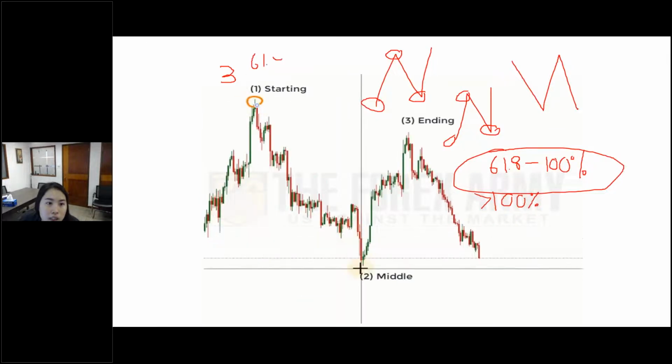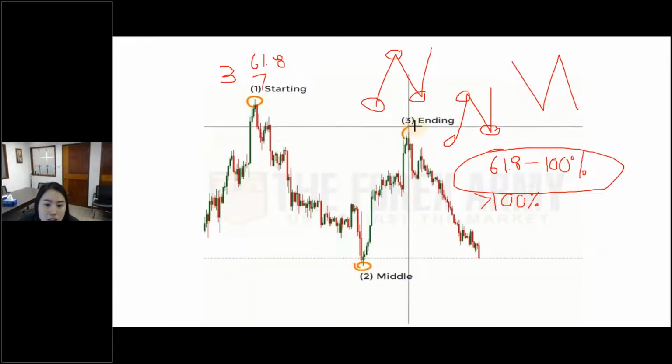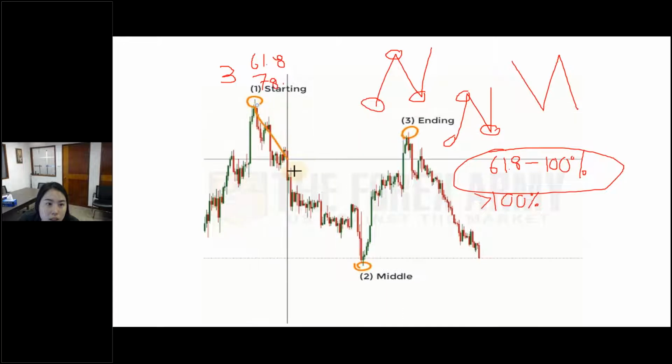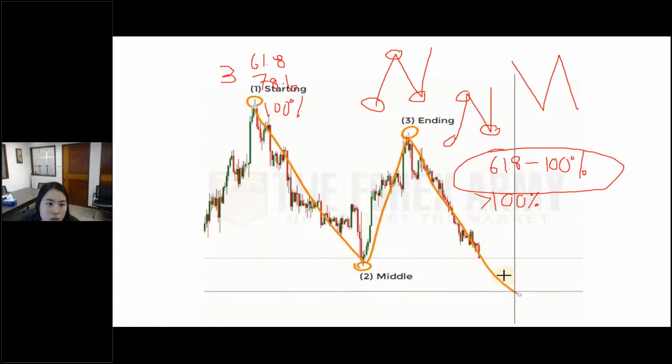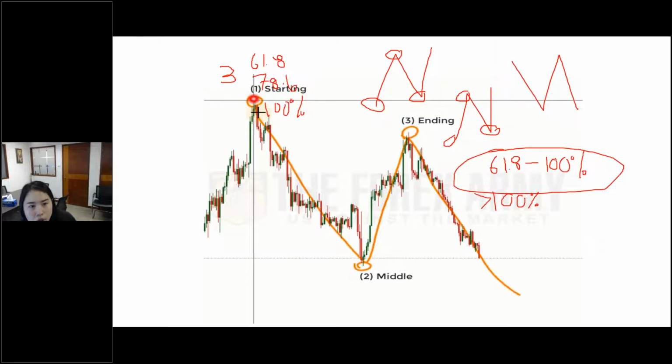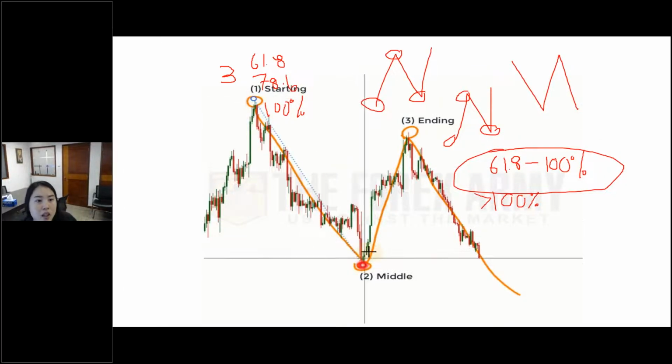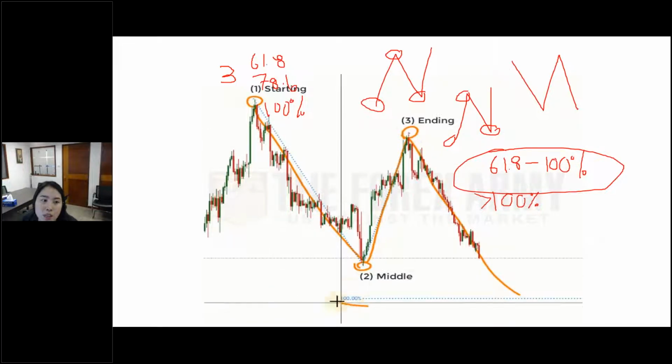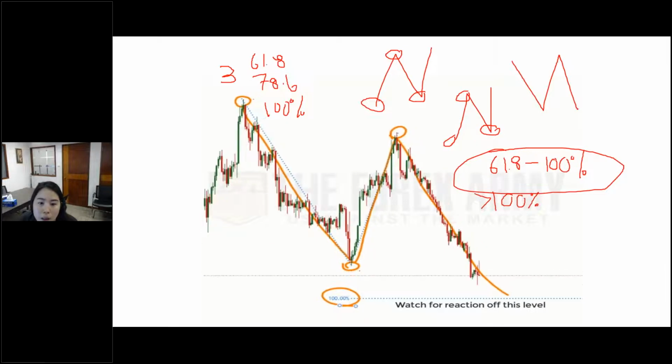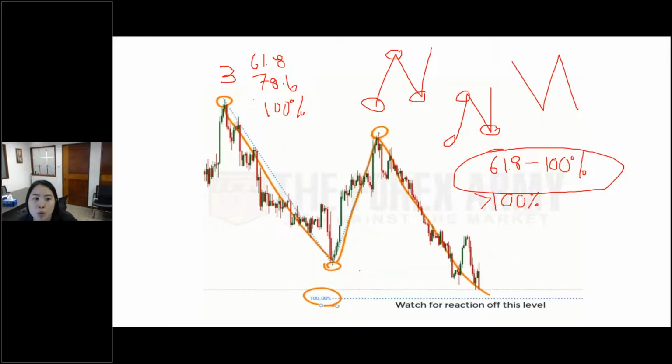61.8 is one of those levels. 78.6 is one of these levels, and 100% projection is one of those levels. You guys must be wondering, how can you get 100 when 100 is the starting point, right? Usually 100 is the starting point, but with the Fibonacci projection, you're taking 3 points to plot your level, so the 100 will not be the starting point. And you will see that when we move to TradingView later on.